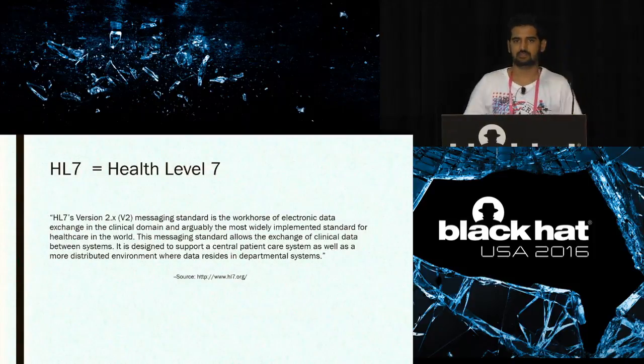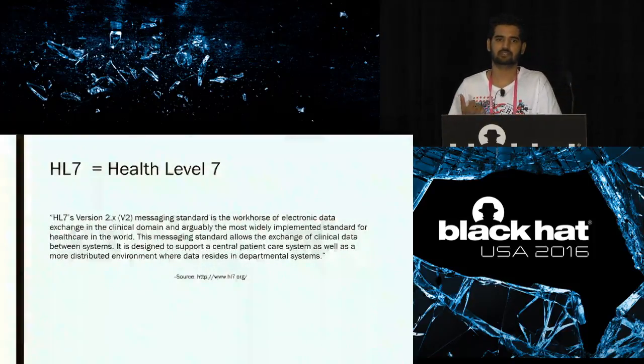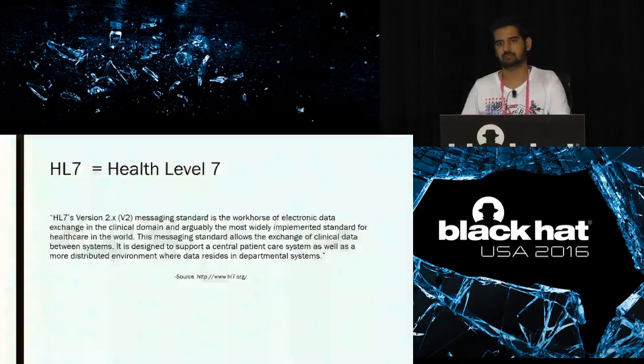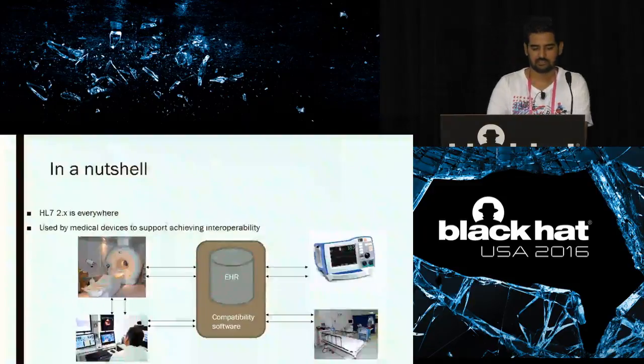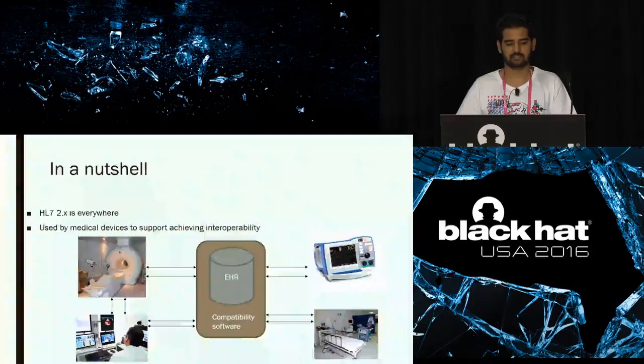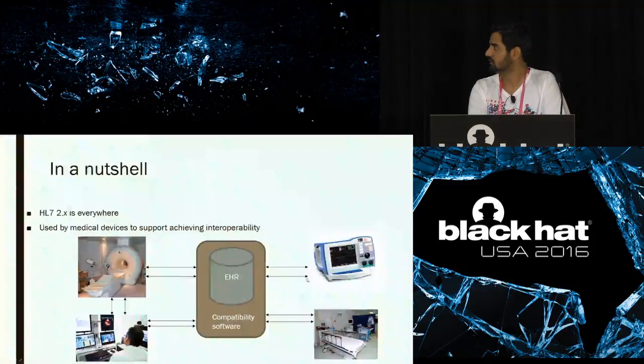All right, what is HL7? So this is the HL7 definition. What it says is it's the biggest standard for medical data exchange, helps in interoperability. The 2.X version is run by about 95% of all hospitals in the US, and it's supported across 40 countries. Besides that, it's the largest association for medical standards. In a nutshell, HL7 is everywhere. It is used by medical devices to support interoperability. So when we talk of HL7 messages, you'd find this. These are all messages being transferred over HL7 2.X.